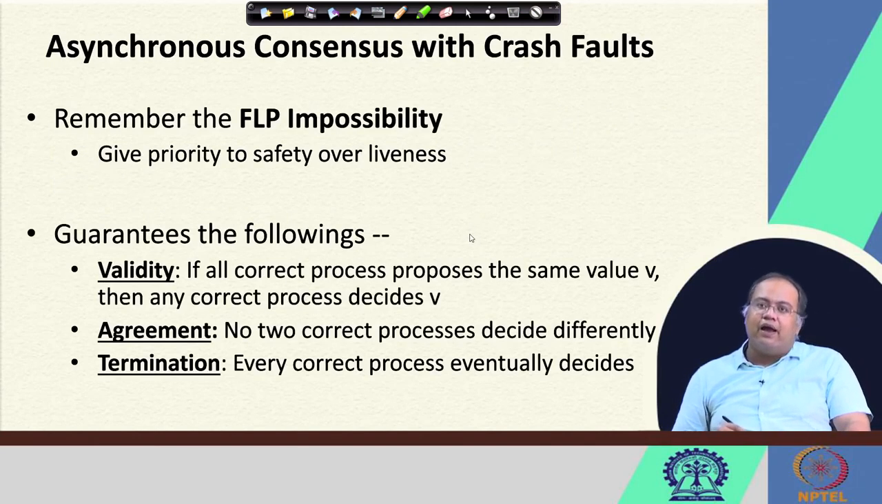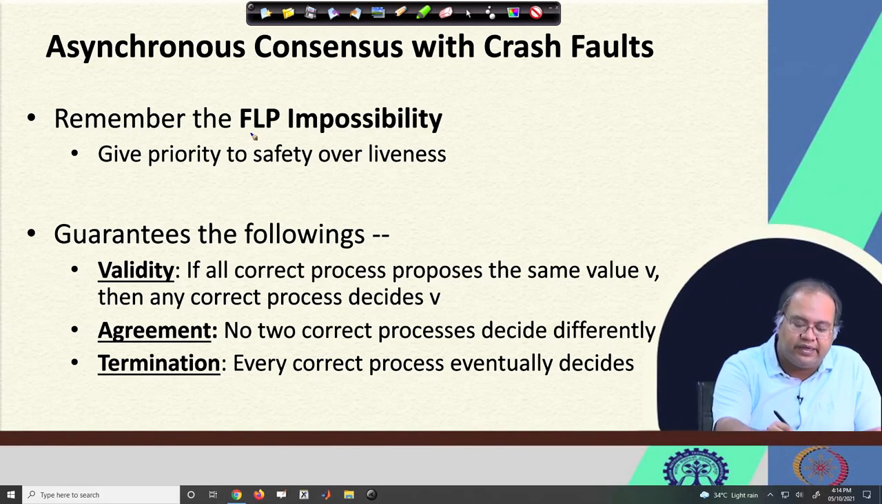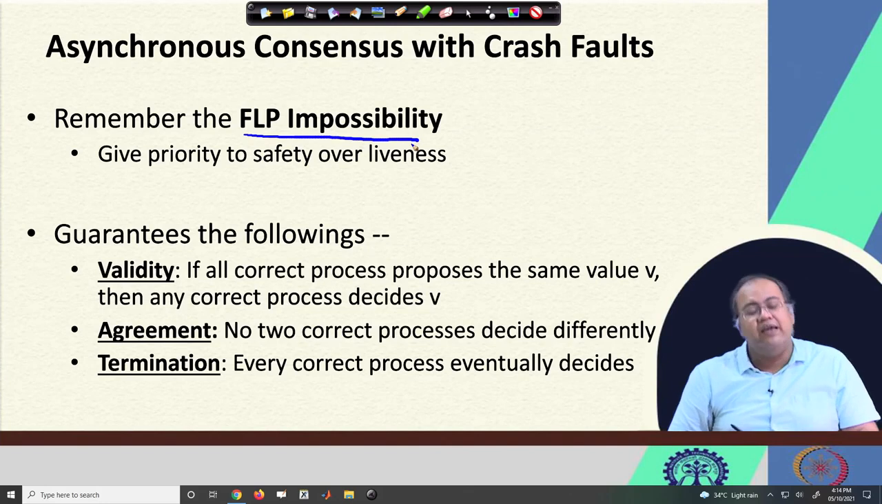So, let us first try to look into this crash fault in the presence of asynchronous consensus. Now, the moment we are talking about asynchronous consensus, we need to keep in mind the FLP impossibility, which says that in a pure asynchronous channel, you cannot ensure safety and liveness together even with a single crash fault.